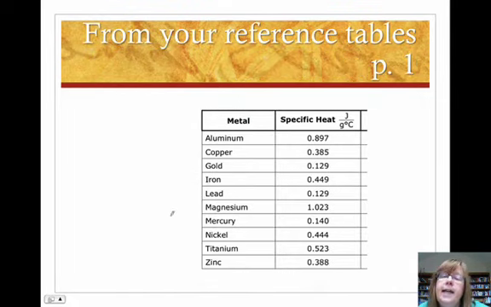Well, from your reference tables on page 1, here are these different metals that they've listed, and they've given you their specific heats. Notice here's the unit, joules per gram degrees Celsius. And as you can see here, aluminum specific heat, it looks like it's almost the highest. Magnesium is a little bit higher. That just means that it takes more energy to heat up a piece of magnesium than it does to heat up a piece of mercury. All right, specific heats. These are values that would be given to you, or they're in your reference tables.